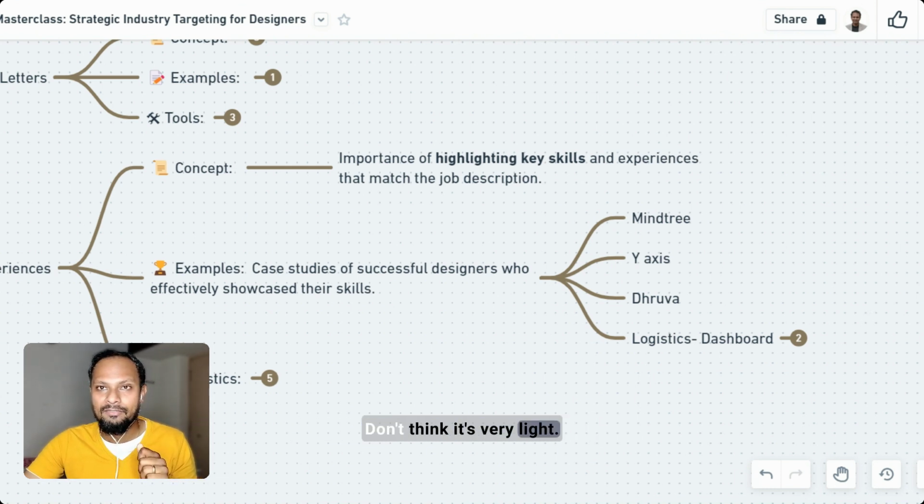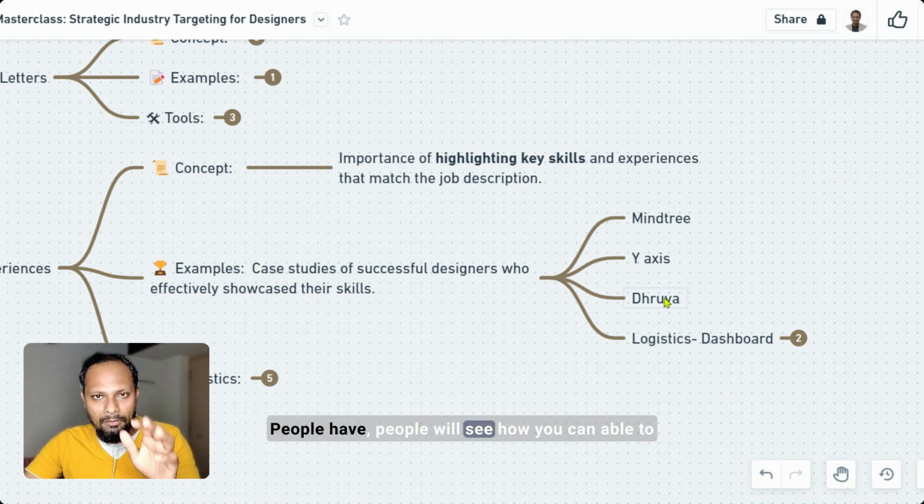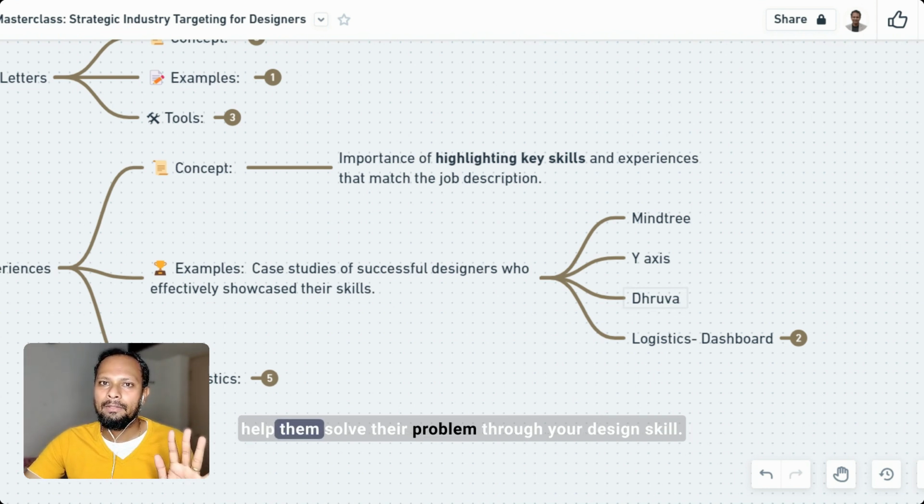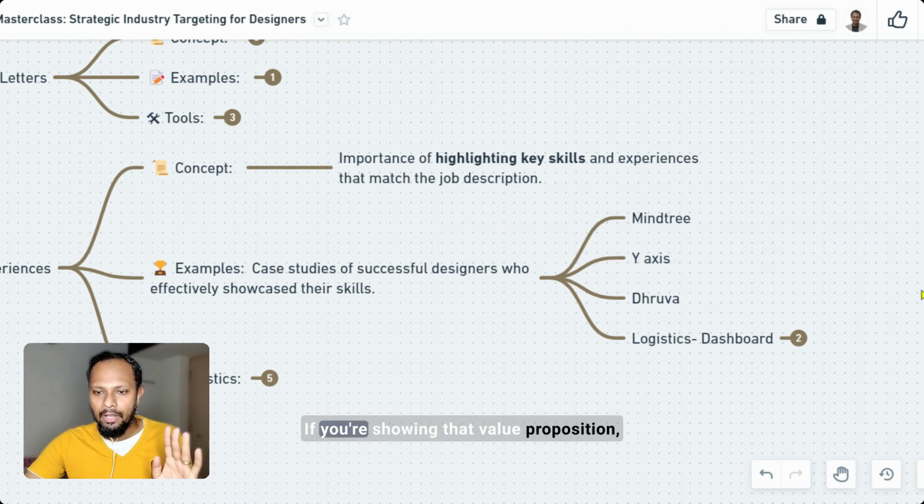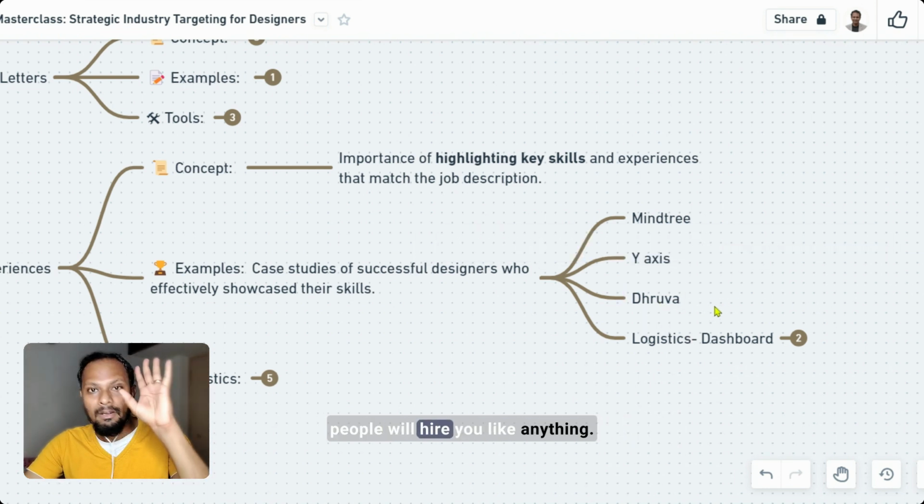Don't think it's very light. People will see how you're able to help them solve their problem through your design skill. If you're showing that value proposition, people will hire you like anything.